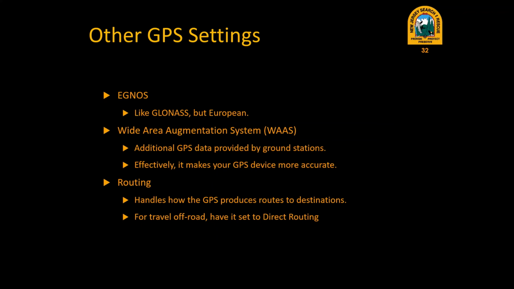In addition to both of those, which are satellite systems, there's something called the Wide Area Augmentation System. And this, just like a GPS device communicates with satellites, communicates with stations on the ground to give you a more accurate GPS reading. Turning this on will increase accuracy, but again, come at the cost of battery life.